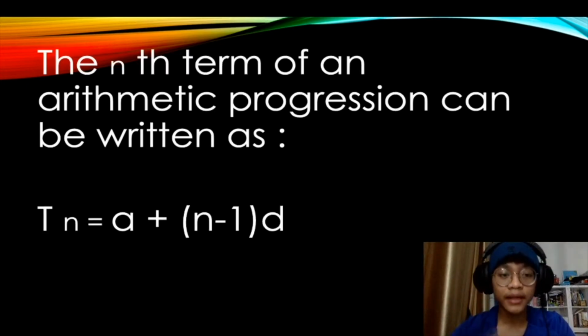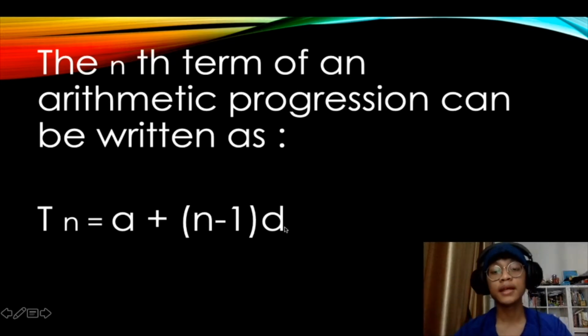Okay, the nth term of an arithmetic progression can be written as Tn equals A, that is the first number, plus n, the number, minus 1 times D, that is the common difference.